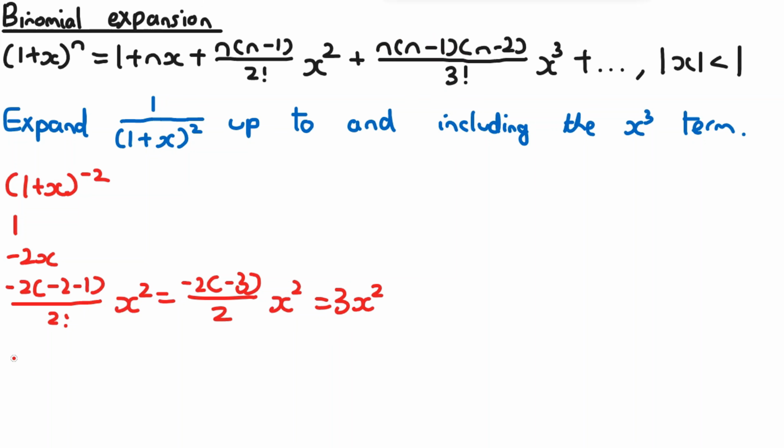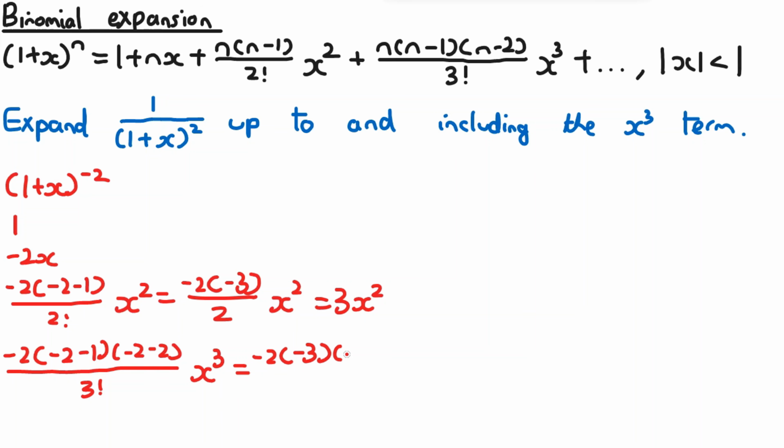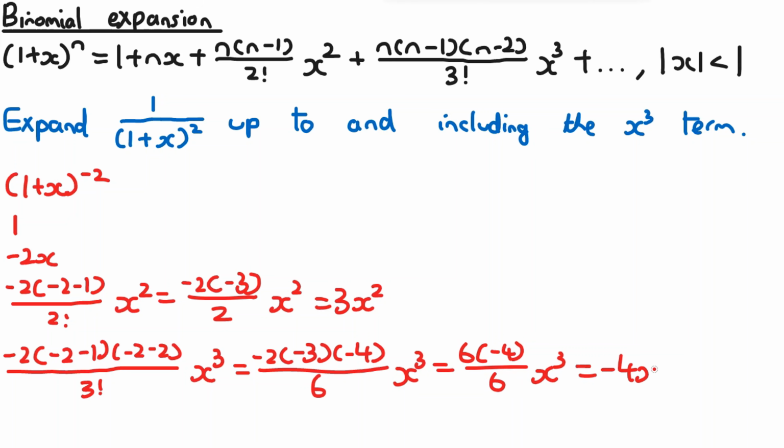Then the fourth term is going to be n, so it's going to be minus 2, n minus 1, so minus 2 minus 1, and then minus 2 over 3 factorial, and then times x cubed. This is going to be equal to minus 2 times minus 3 times minus 4 over 3 factorial, which is equal to 6, and then x cubed. Minus 2 times minus 3 is equal to 6, and then it's times minus 4 over 6, which is x cubed, and then the 6's here can cancel out to give minus 4x cubed. It wants us to go up to the x cubed term, so this is enough.